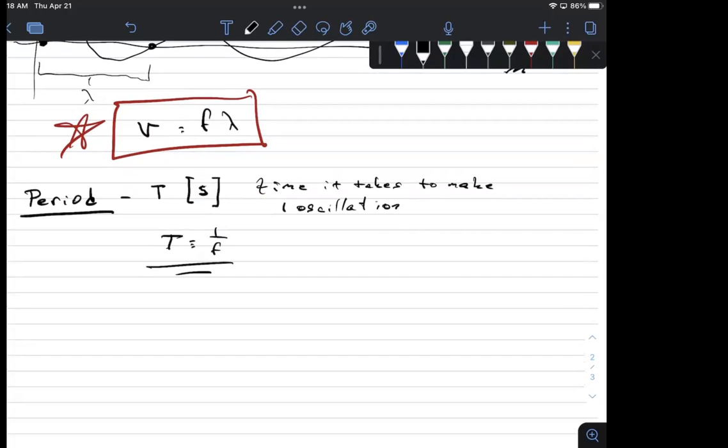So if you ever need to know the frequency and you know the period or vice versa, you just use this equation, really easy. If you know the period, take the inverse, that gives you the frequency. If you know the frequency, take the inverse, that gives you the period. So that's another one that's helpful to know, the period of oscillation of a wave. It's just the inverse of the frequency.